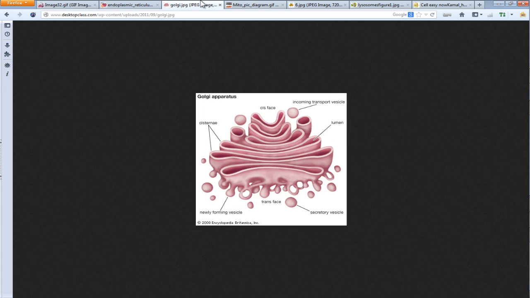So if I look at the Golgi apparatus, there's the cisternae, which are all the flattened sacs. The lumen, which is just the narrow part of the sacs, and the vesicles is what they release. These contain the newly formed proteins.